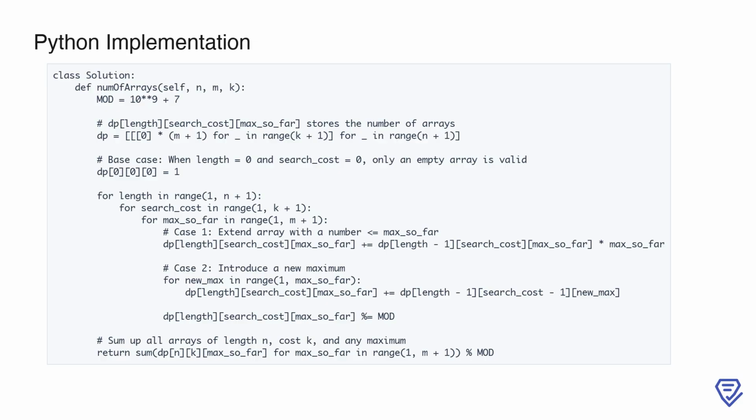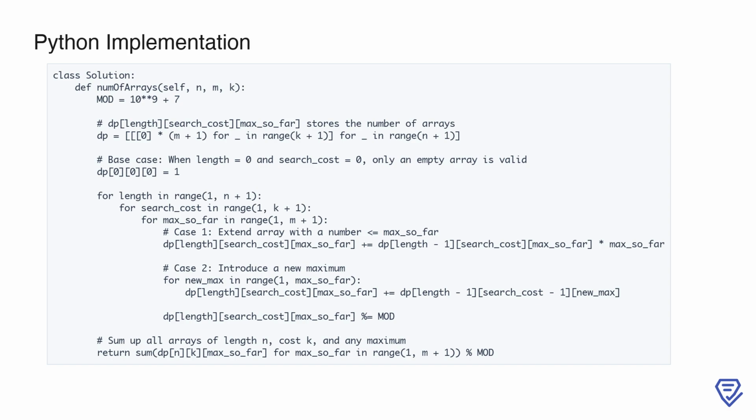Filling the DP table. For each possible array length, 1 to n, search cost, 1 to k, and maximum value, 1 to m. Case 1, extending the array with a number less than or equal to max_so_far. If we append a number less than or equal to the current max, the maximum doesn't change, and the search cost remains the same. The number of ways to do this is dp[length-1][search_cost][max_so_far] times max_so_far, since we can choose any of the max_so_far numbers.